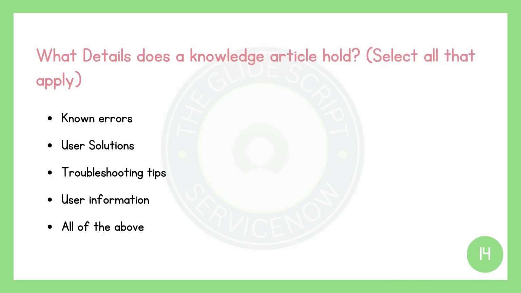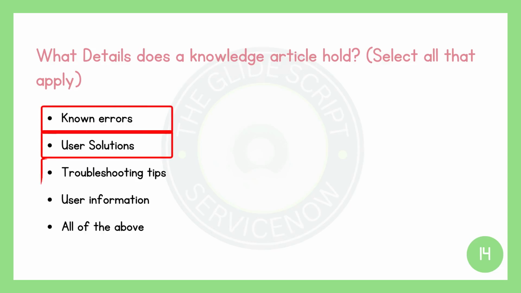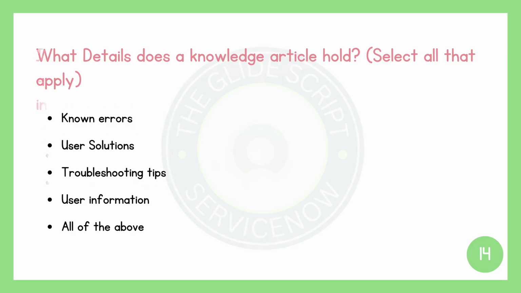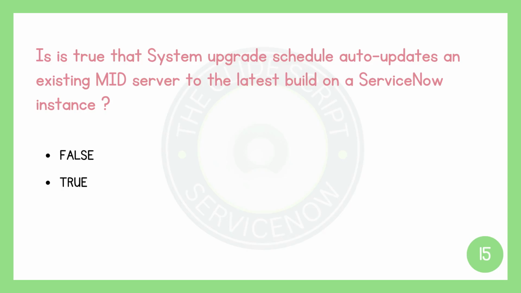Let's move to the next question. What details does a knowledge article hold? Select all that apply. And the correct options are known errors, user solutions, troubleshooting tips. These 3 options are the correct ones. Next question: is it true that system upgrade schedule auto updates an existing MID server to the latest build on a ServiceNow instance? Correct answer is false. It is a false statement.